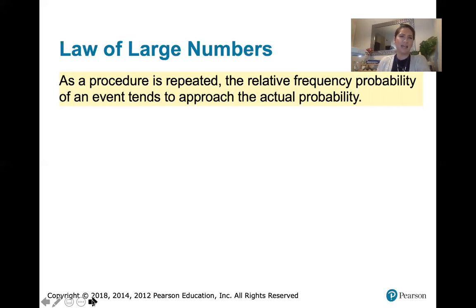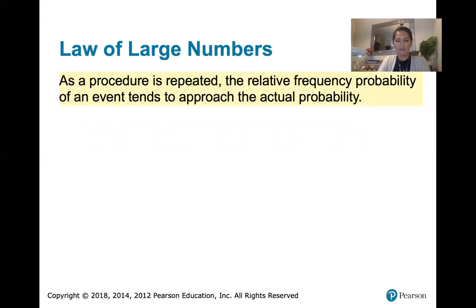This says that as a procedure is repeated, the relative probability of an event tends to approach the actual probability. And when we say actual probability, we're talking about the classical probability that we would find when we consider the number of ways something can occur out of the number of possible things that could occur. So if we repeat a procedure a number of times, that relative frequency probability will approach the actual probability. I think the easiest way to think of this is in terms of flipping a coin.